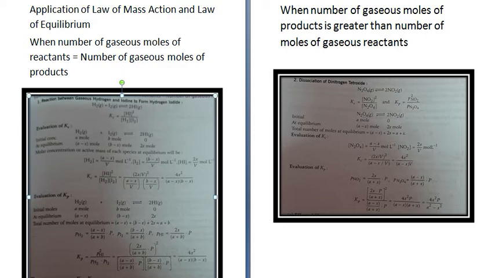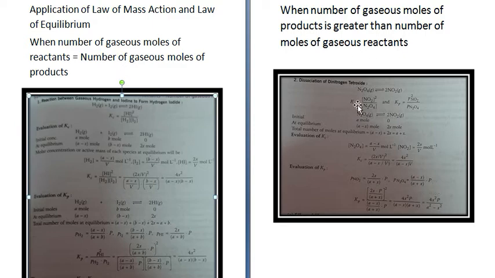Changing pressure: as the expressions of Kp and Kc are independent of volume term, they are not affected by change in volume and pressure. Addition of an inert gas: if you add an inert gas to the equilibrium mixture, it will not make any effect on the equilibrium state, as pressure has no effect on equilibrium state.